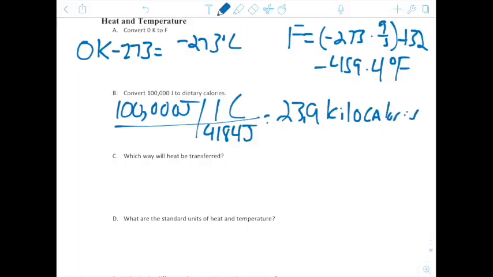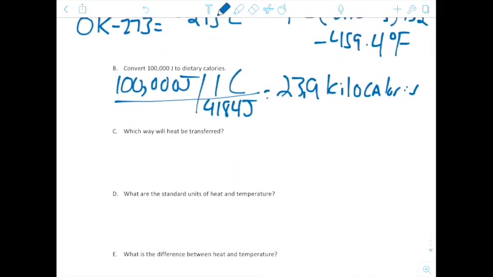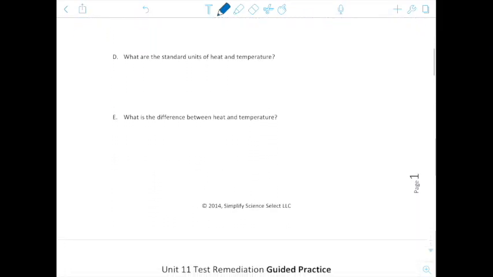C, it says, which way will heat be transferred? Heat is always transferred from hot to cold. What are the standard units of heat and temperature? Heat is measured in joules, and temperature is measured in degrees Celsius, and we use Kelvin. E, what is the difference between heat and temperature? Heat is the total energy of a system. Temperature is the measure of the average kinetic energy in a system.